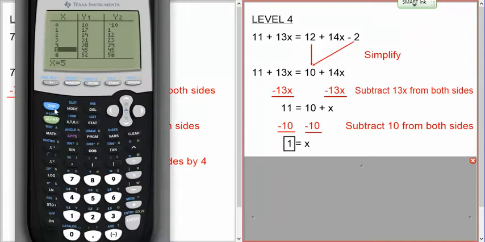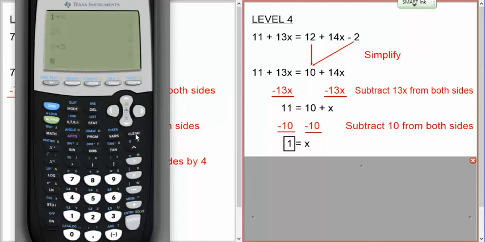Let's check this answer. Let's do this actually. Let's go 1 stored as x. Some of you have shown that in class. Some of you probably haven't seen it or maybe don't remember, but the store button is right here. So there we go, I stored 1 as x. So like 2x is 2, because 2 times 1 is 2. x plus 5 is going to be 6 because 1 plus 5 is 6.